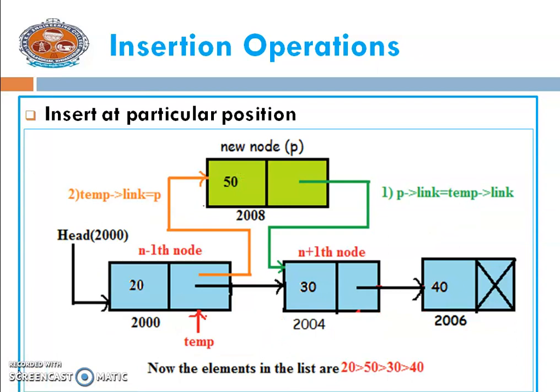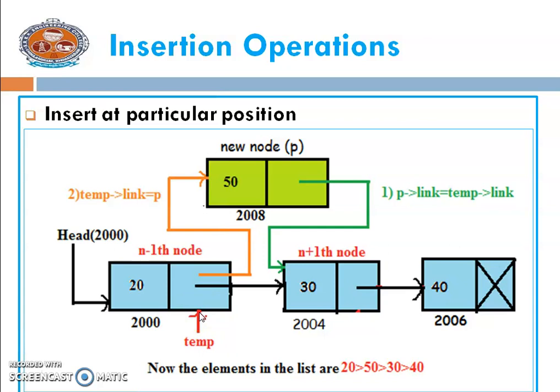And the next insertion operation is insert at particular position. Here the position of the node to be inserted should be passed as an argument to the function. Create a new node p. If I want to insert at nth position, traverse to the n-1th node of the linked list. Here in our diagram, the green node represents a new node and the temporary variable points to n-1th node.